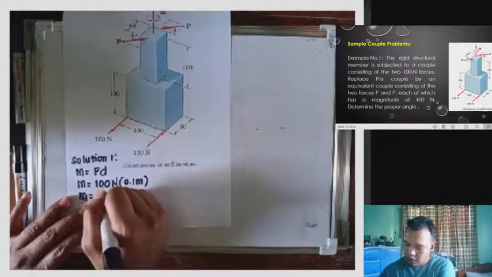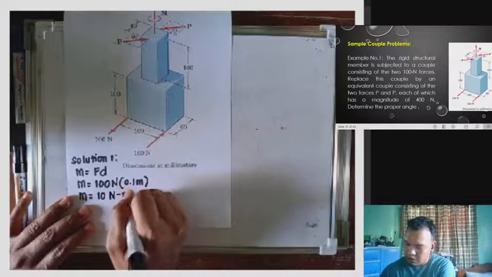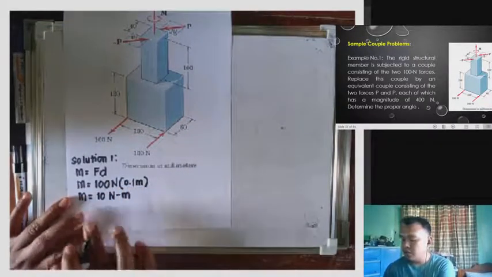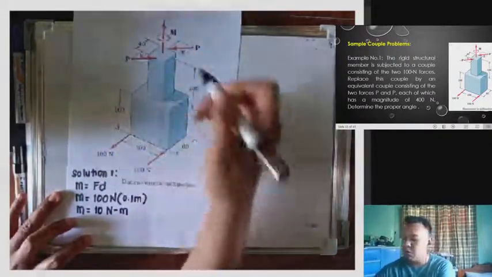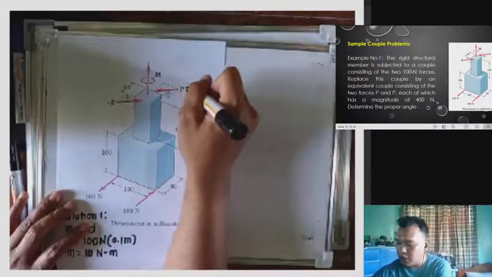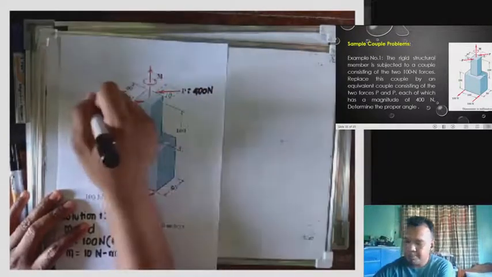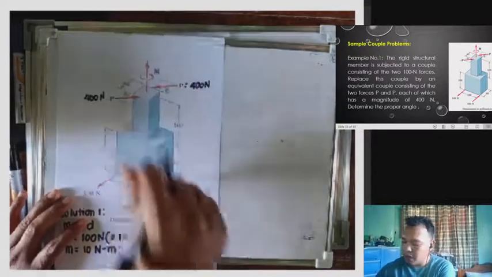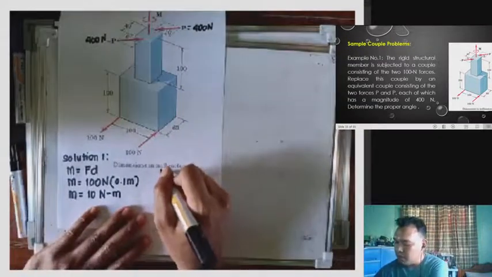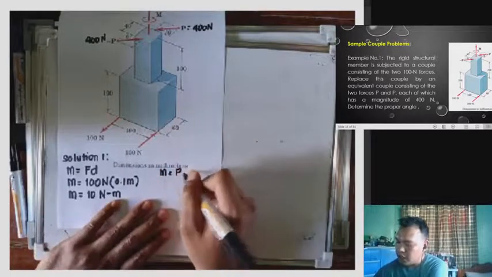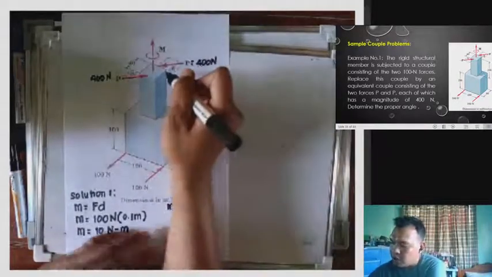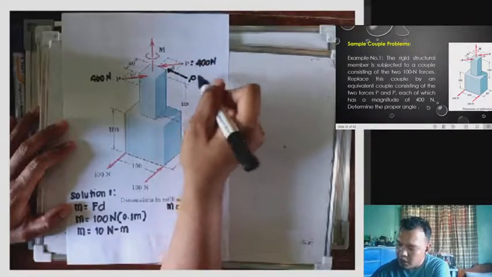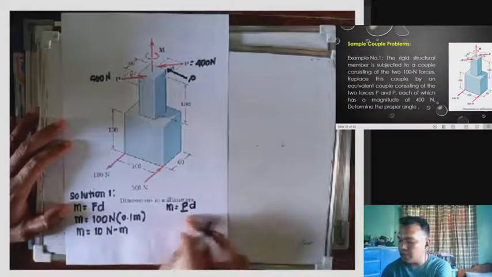Therefore, the moment is equivalent kay 10 newton meter. Okay? Then itong 10 newton meter na moment is i-convert natin into dito. So sabi daw yung value ng P is 400 newton. So same process lang din tayo, from moment is equivalent kay P times D. So yung P po dyan is dapat itong nanditong part. Ito po yung P, na binabanggit dito sa formula na to.